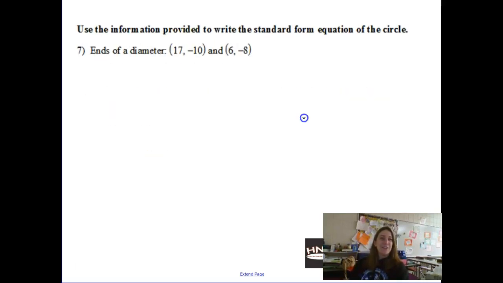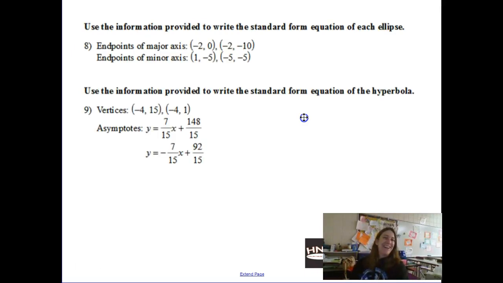And then freeze the screen, pause the video, and get those. There's a couple more good ones to practice for those optional sections.